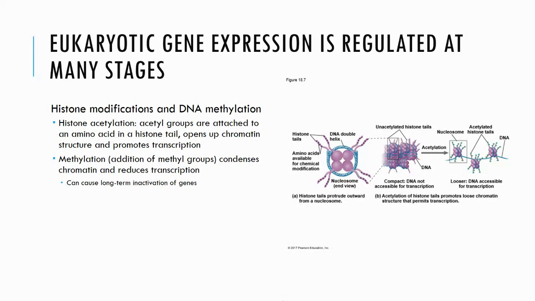Next, we'll look at histone modifications and DNA methylation. Histone acetylation is when acetyl groups are attached to an amino acid in a histone tail, which opens up the chromatin structure and promotes transcription. Methylation, which is simply the addition of methyl groups, condenses chromatin and reduces transcription, which can cause long-term inactivation of genes. So that chromatin is so condensed that that gene is probably not going to be transcribed at all. And you can see examples of both of those there in figure 18.7.